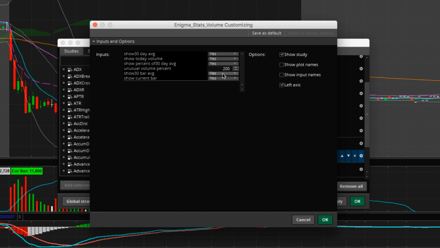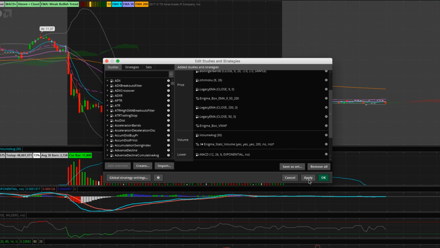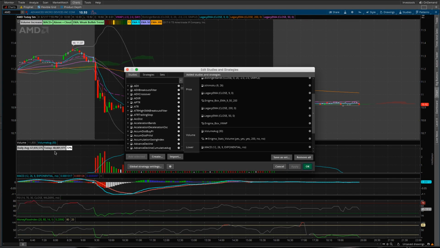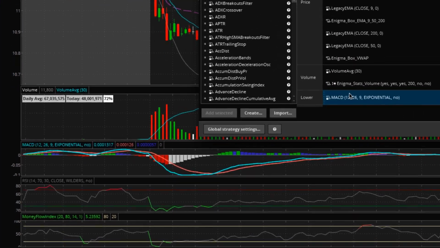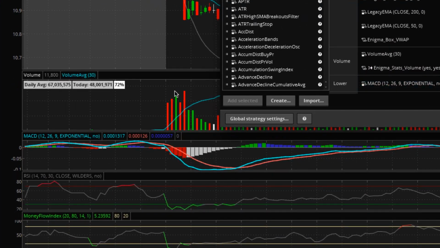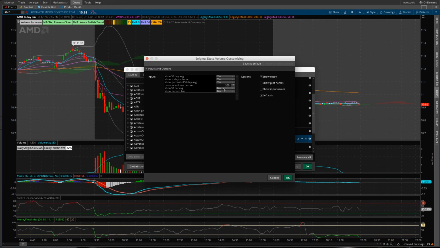So for example, on a daily chart, I usually have the bar average and the current bar volume turned off. And I'll show you what that looks like. I'll just turn this off really quick. And there you go. Now that I turned those two options off, those two stat labels disappear. So you can turn on or off any one of these volume stats.